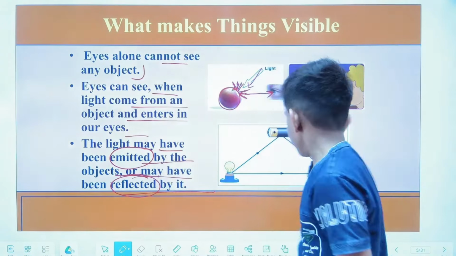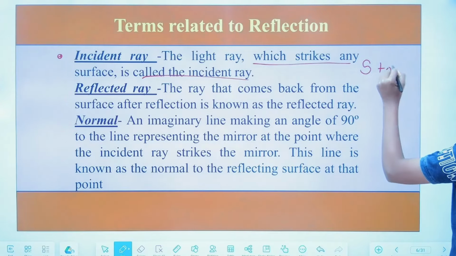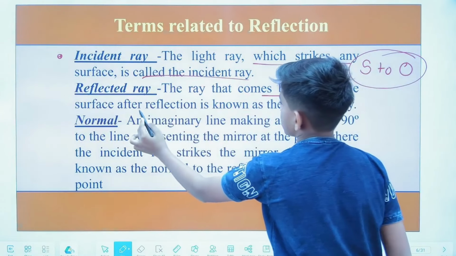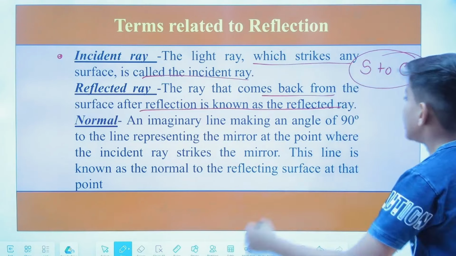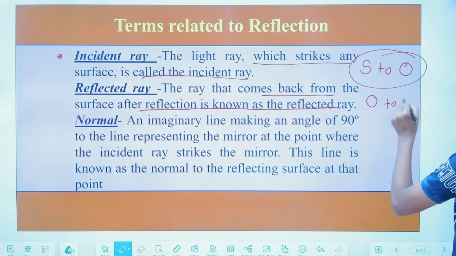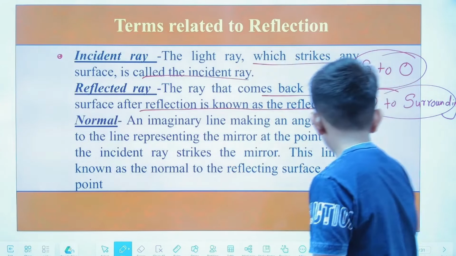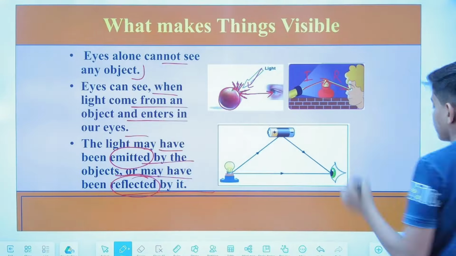First term is incident ray. What is this incident ray? The light ray which strikes any surface is called the incident ray. In the previous slide, this ray which is striking this bird is known as the incident ray. Means the ray from the source to the object is known as the incident ray. Reflected ray. The ray that comes back from the surface after reflection is known as the reflected ray. Very simple topic: the ray from the object to the surroundings is nothing but the reflected ray. In this example, we have this ray as the reflected ray.